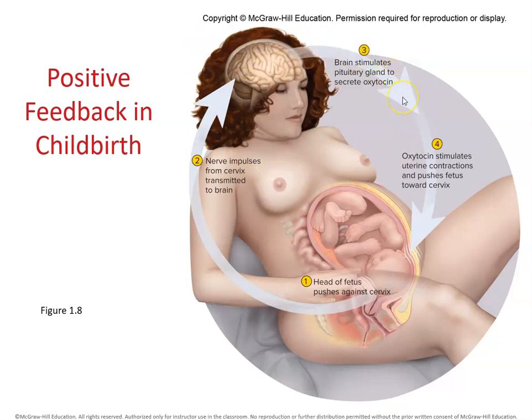We have more oxytocin released, more contractions, and this is a positive feedback loop. You guys have seen, at least in TV shows, that contractions come faster and faster and stronger until the baby is born in a normal, healthy situation. This is a positive feedback loop. As soon as the baby's born and the head of the fetus is no longer pushing against the cervix, the signals to the brain stop, the oxytocin stops in such great quantities, and the feedback loop is terminated.